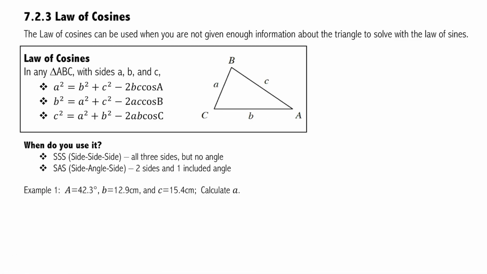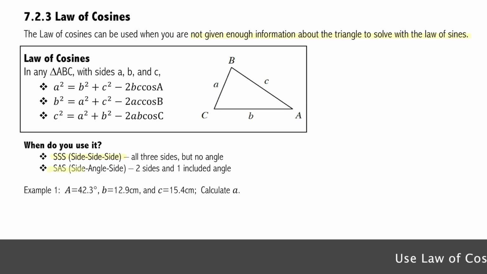So in this next slide, I have listed the law of cosines formula, which can be written in 3 different ways depending on which variable you start with. This can be used when you're not given enough information about the triangle to solve with the law of sines. And those are when you have triangles with just the 3 sides, so side, side, side. That's one case when you should use the law of cosines.